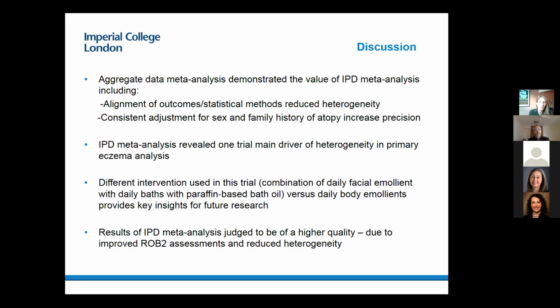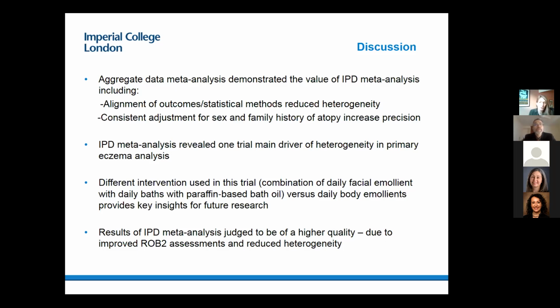So specifically for the primary eczema outcome, the IPD meta-analysis consequently revealed the Skjerven trial as the main driver of heterogeneity. And this can be explained by the different intervention used in this trial, which is a combination of daily facial emollient with daily baths with paraffin-based bath oil versus the other trials that use daily body emollients. So this observation provides key insights for future research.